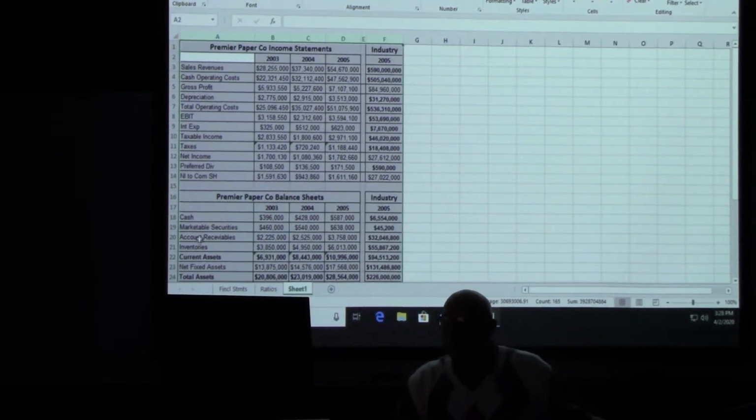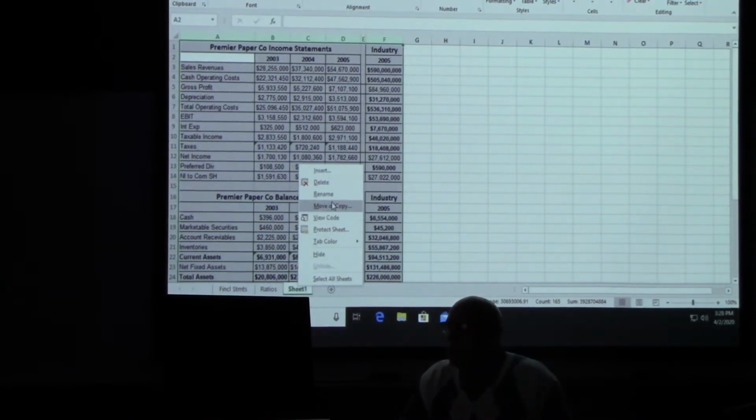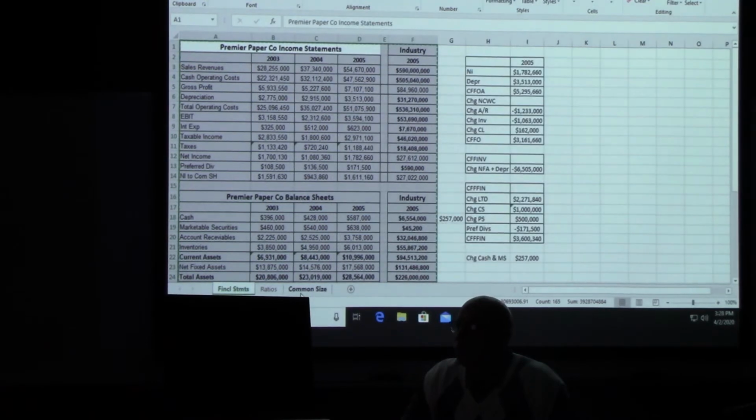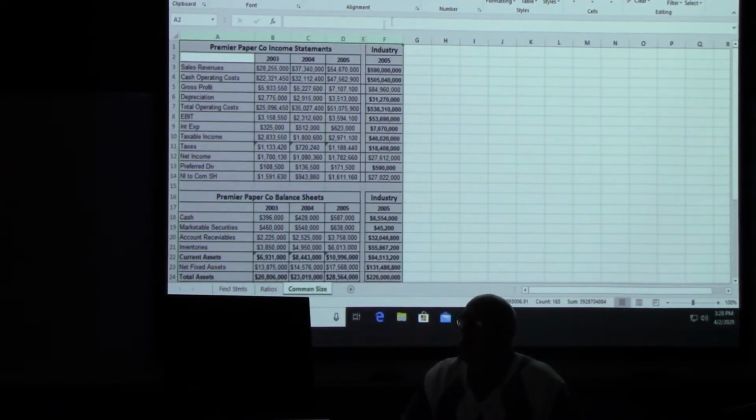So I've created another tab. Let's go ahead and rename that tab Common Size. All right, and in this worksheet, I simply copied our financial statements over, okay? And so let's go through the process of creating common size statements.